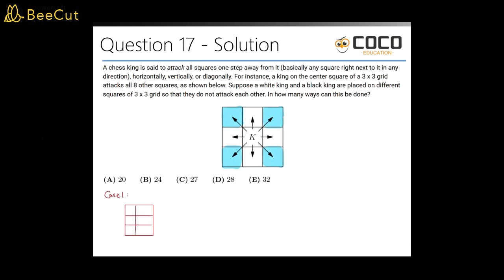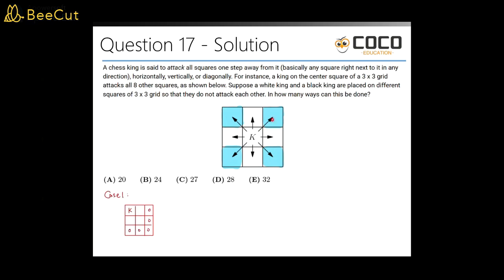Suppose we choose the top left corner. So the second king cannot be surrounding the first king. We cannot choose these three positions. You can only choose one of the rest. There's 1, 2, 3, 4, 5. Those are the possible positions.